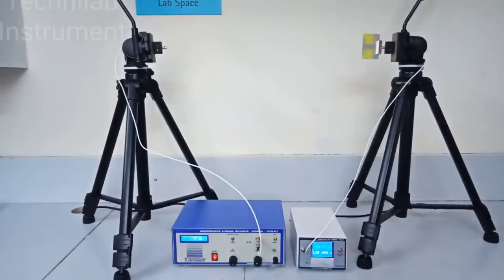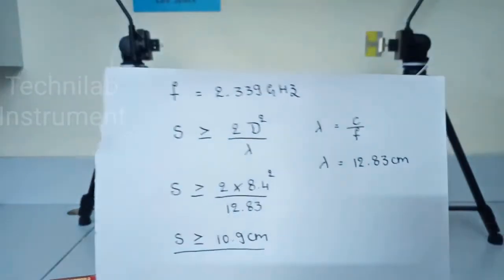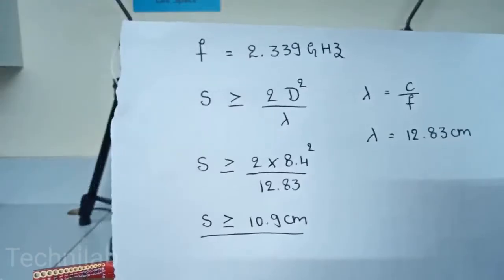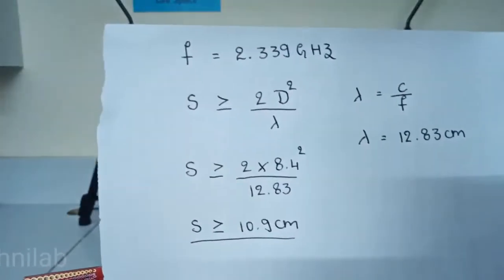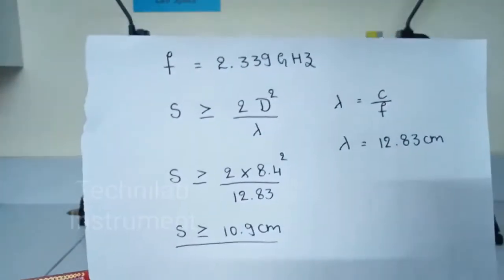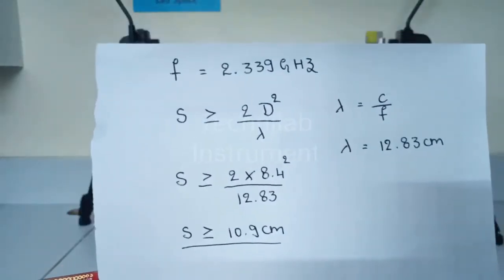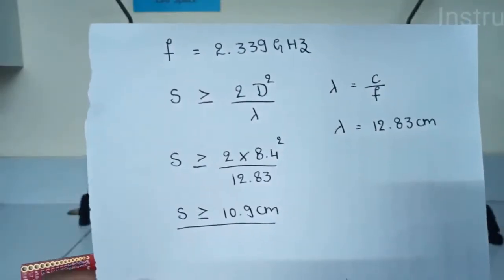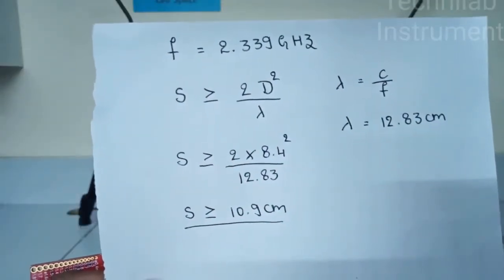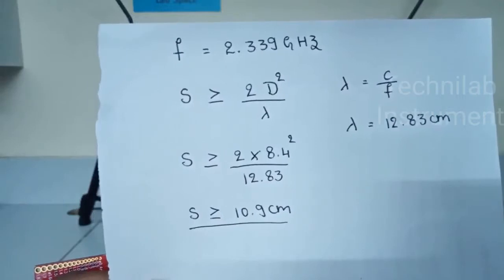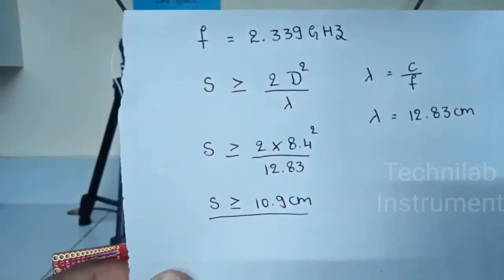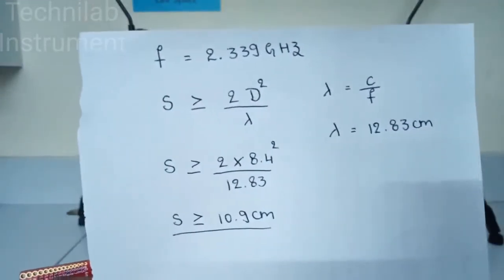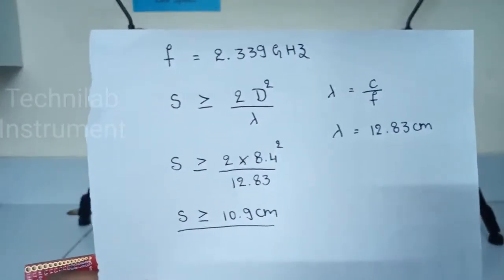For that, I calculated F as 2.339 gigahertz, the resonating frequency of the antenna, and S greater than or equal to 2D squared by lambda. Lambda is nothing but C by F, so we find lambda is 12.83 centimeters. Then S is calculated as greater than or equal to 10.9 centimeters. It is almost 11 centimeters. So at least you have to keep a distance of 11 centimeters between TX and RX.